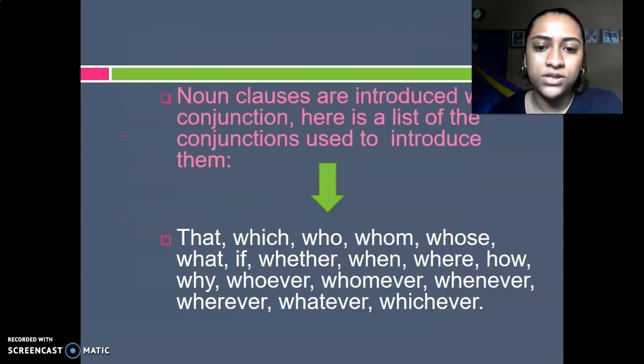Now, noun clauses are introduced with conjunctions. Here is a list of the conjunctions used to introduce them: that, which, who, whom, whose, if, whether, when, where, how, why, whoever, whomever, whenever, wherever, whatever, whichever.